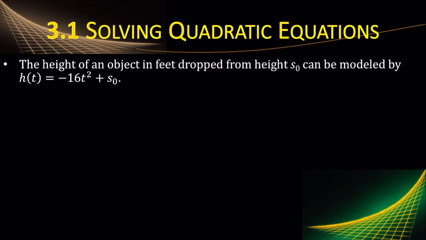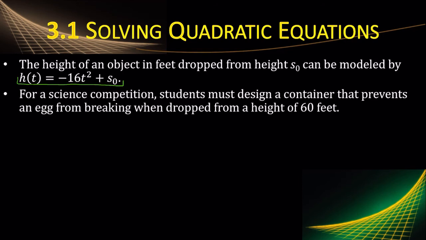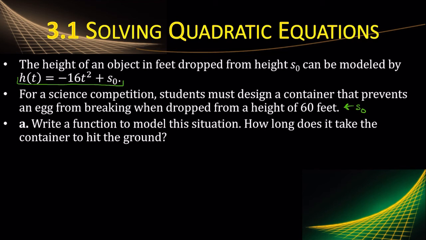The height of an object in feet dropped from a height s0 can be modeled by that. You might want to know that for your homework problems. For a science competition, students must design a container that prevents an egg from breaking when dropped from a height of 60 feet. That 60 feet is our S0. So write a function to model this. Well, we just said the 60 feet was S0, so looks like we just fill that in.